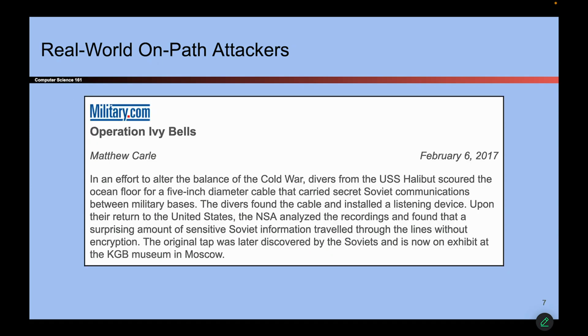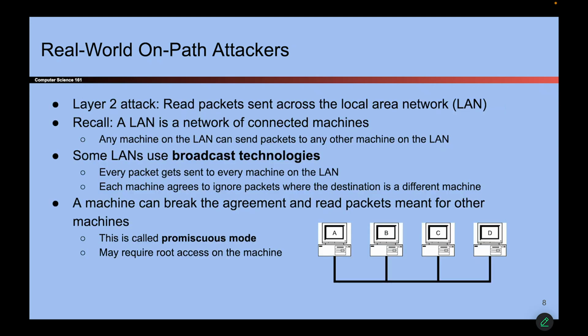Other examples of on-path attackers, here are some divers who went down into the underwater cables that carry internet data between continents, and they somehow installed a listening device so that they could see what packets were being sent. So that's another example of an on-path attacker. Now, one more example of an on-path attacker that doesn't involve divers might be your computer itself.